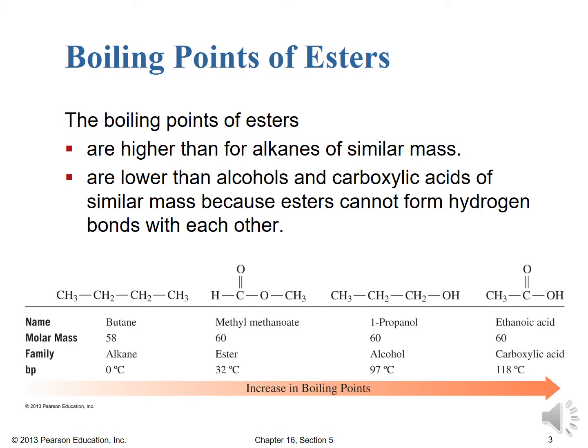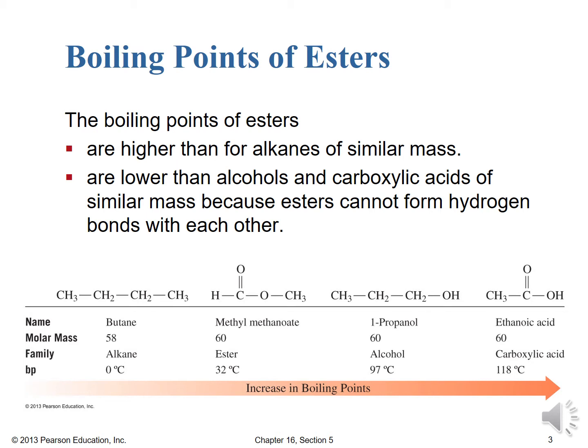We talked about boiling points of the carboxylic acids as being very, very high and a particularly important feature. If we look at the boiling points of esters, you'll notice that they're higher than for alkanes of similar mass, but they're actually lower than the alcohols or the carboxylic acids of similar mass, mainly because carboxylic acids and alcohols have the OH group there that allows them to participate in hydrogen bonding with themselves and with other hydrogen bonding molecules.